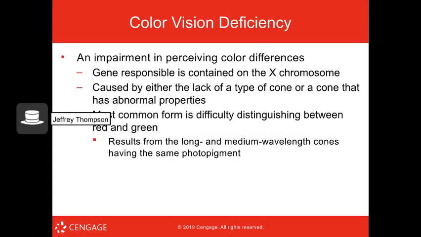Then we have color vision deficiency, sometimes referred to as color blindness. It is often contained on the X chromosome, and by often I mean it is. It's caused by either a lack of the type of cone that would be responsive to that color, or those cones having abnormal properties. The most common form is red-green color blindness, or color vision deficiency, and it's when the long and medium wavelength cones have the same photopigment.